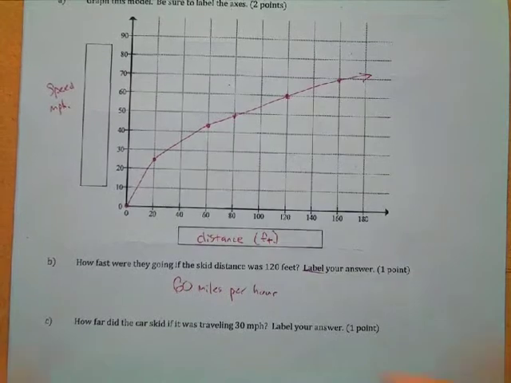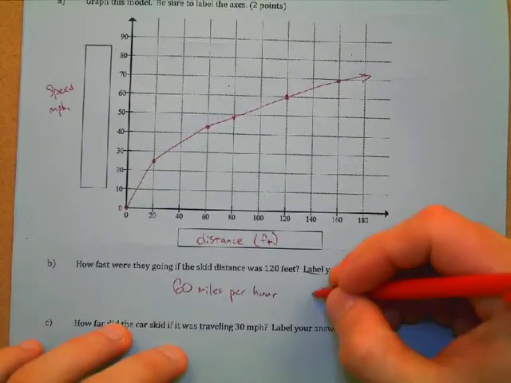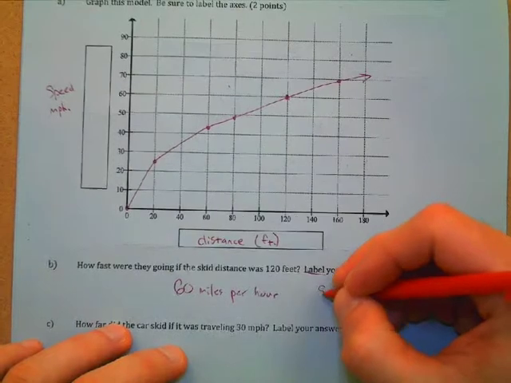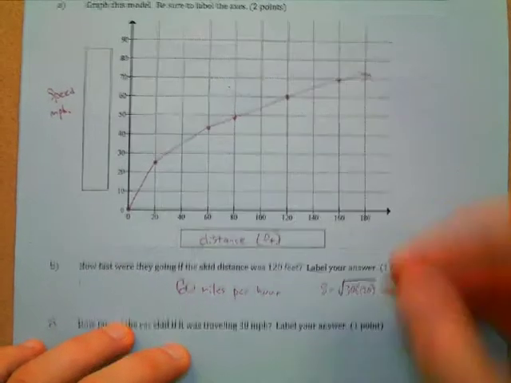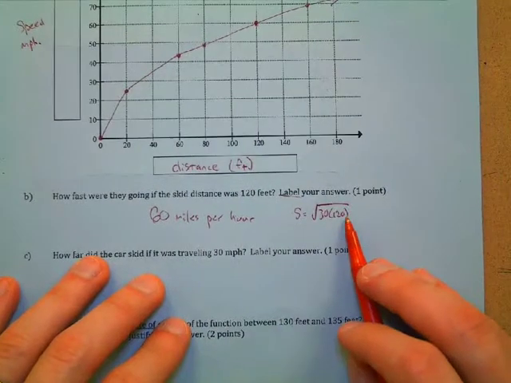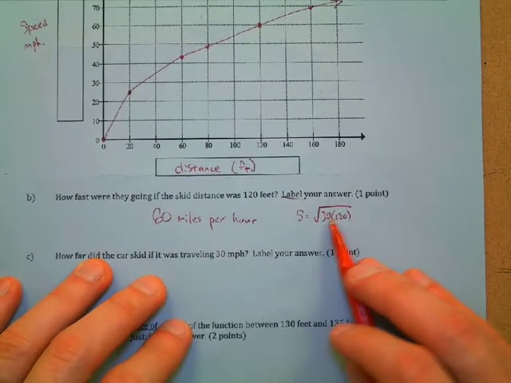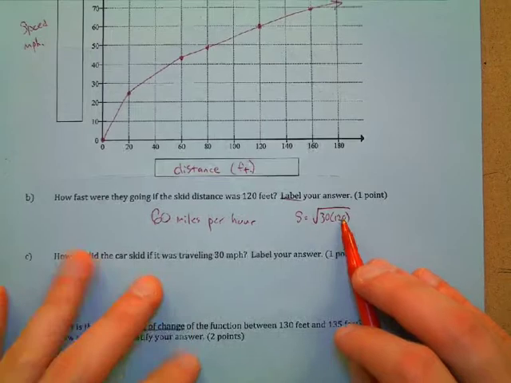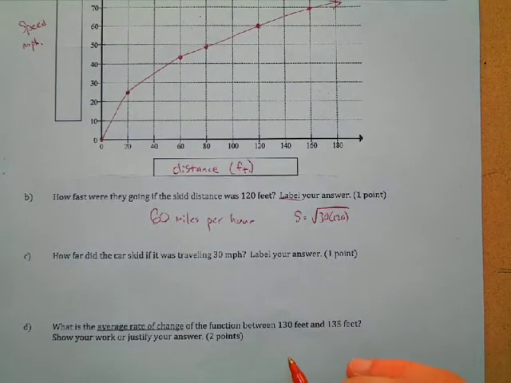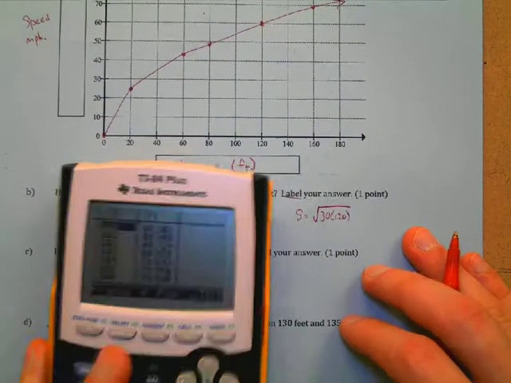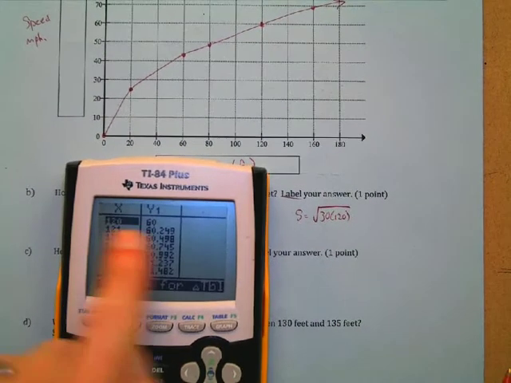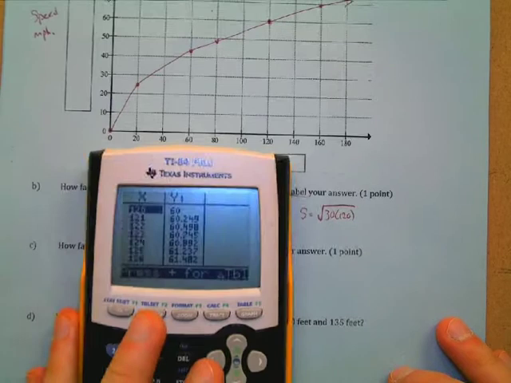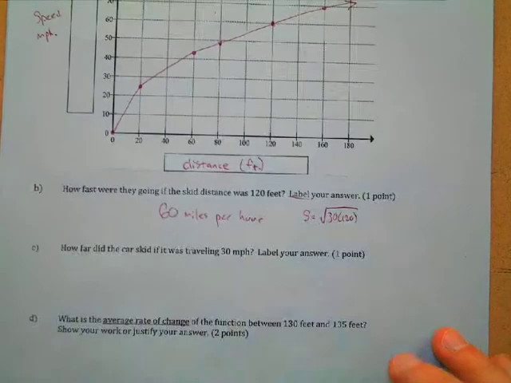Okay? What else could we have done here? We could have done the square root of 30 times 120, right? Just plug 120 in for the distance there, for D. Okay? You could also go to your table and go to 120 on your table there, and that's where it says 60. So either way, your answer is 60 miles per hour.